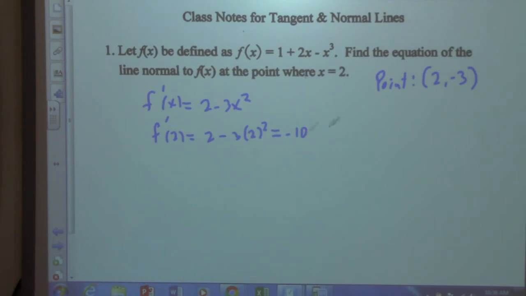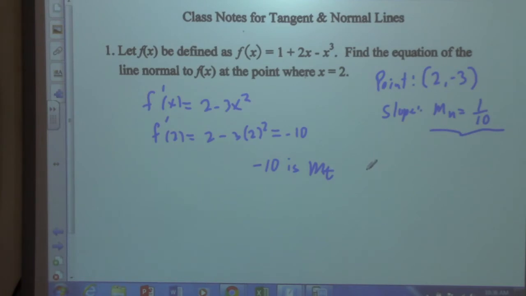So what is our slope going to be for this thing? 1/10. How do we get from negative 10 to 1/10? It's the reciprocal of it. Negative 10 is our tangent slope, so our normal slope is our negative reciprocal. So what is our equation for our line here?